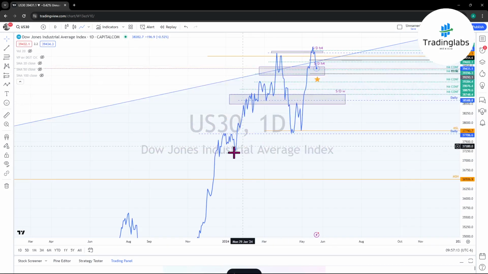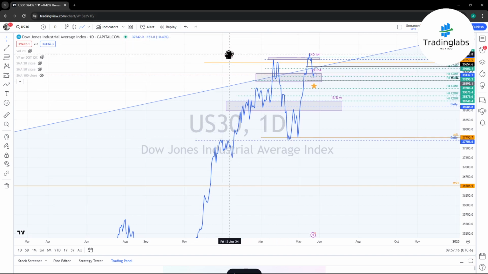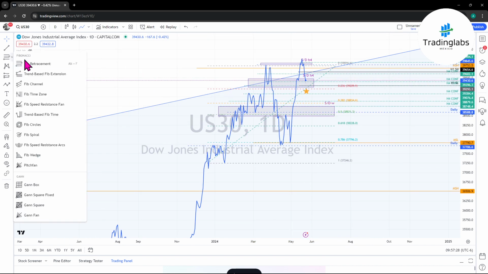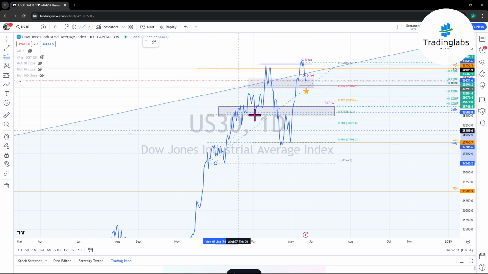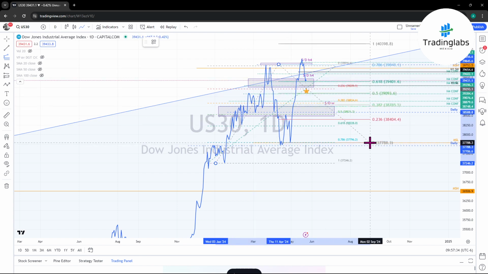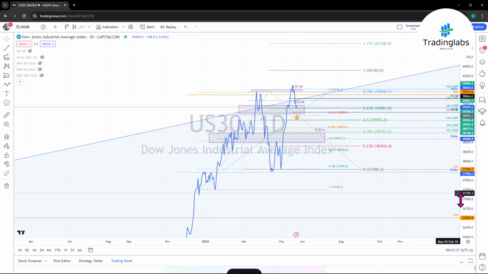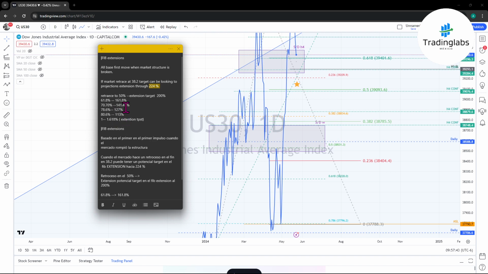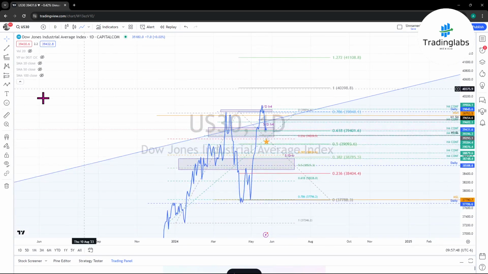In daily, this is the swing low, swing high, swing low, swing high, right? Yes. The daily swing high has 0.786 retraced already. The extension is at 127%. Where is the 127%? It's right over here. The potential target is at 41,000.